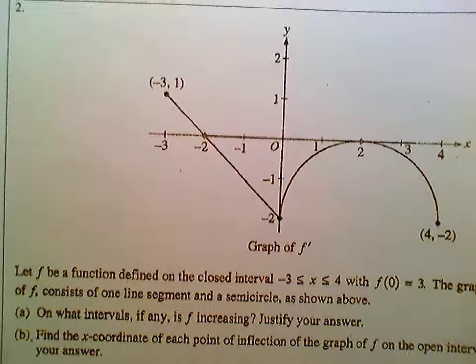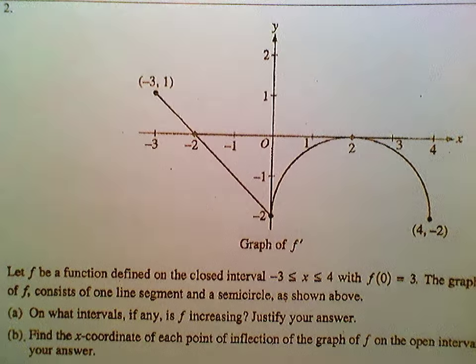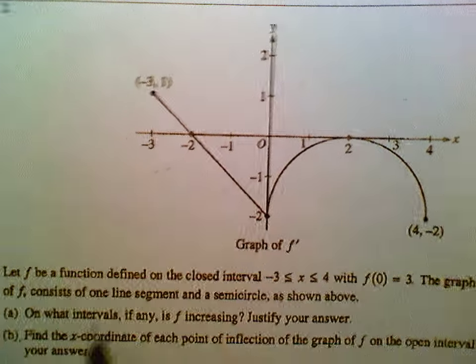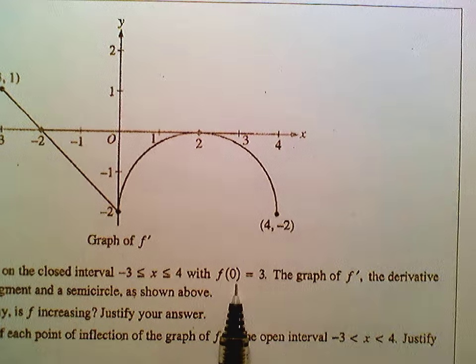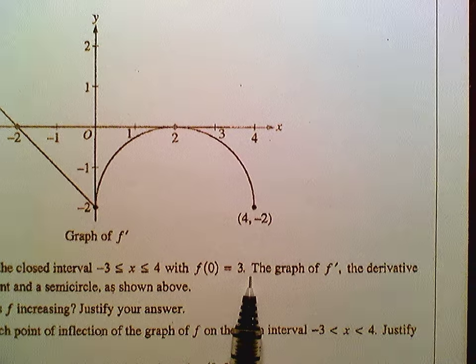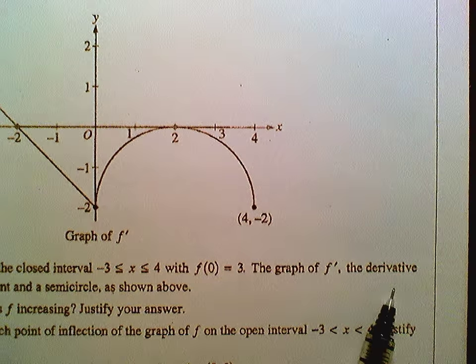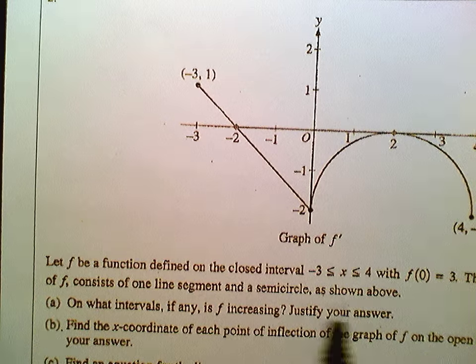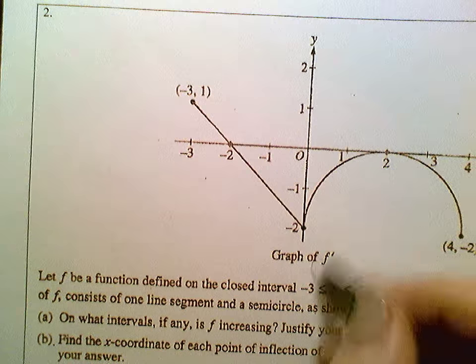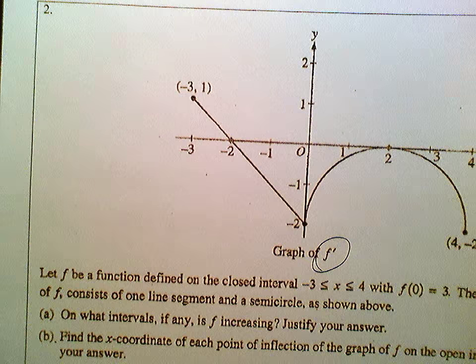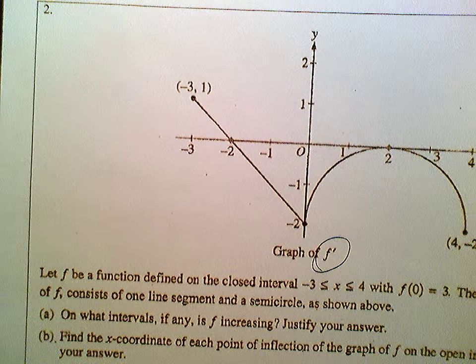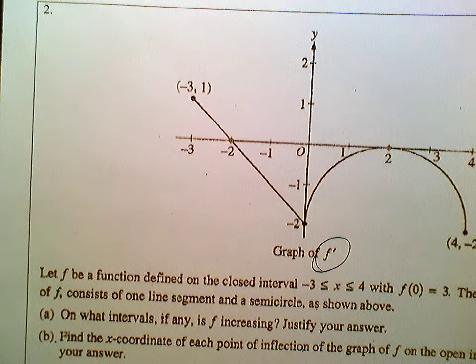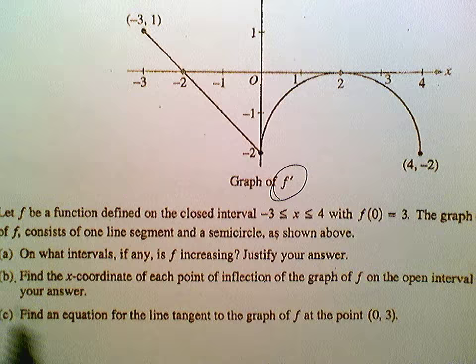Okay, so let f be a function defined, and these were no calculator ones, by the way. Let f be a function defined on this closed interval with f of 0 equals 3. The graph of f prime, the derivative of f, consists of one line segment and a semicircle as shown above. This is f prime. This is not f. Derivative graphs, that's what we're dealing with right here. It really is everywhere, that topic.